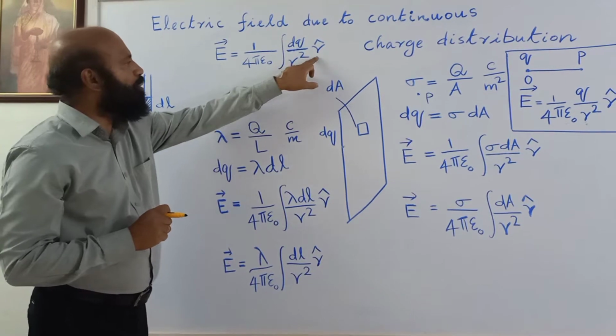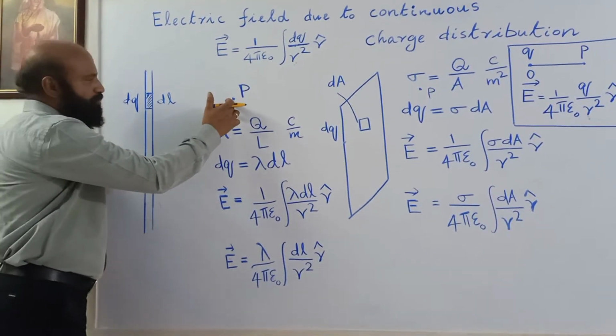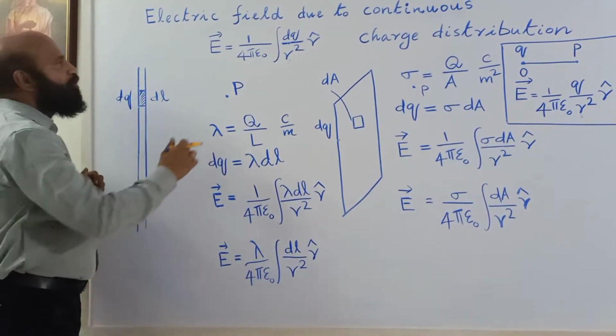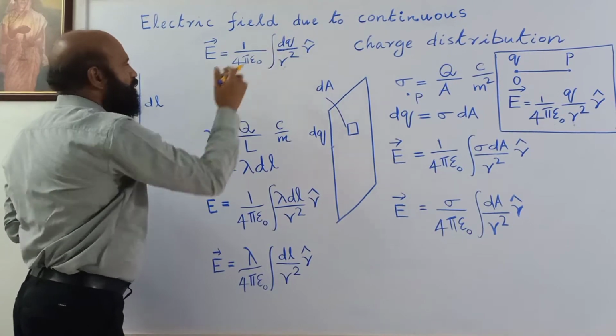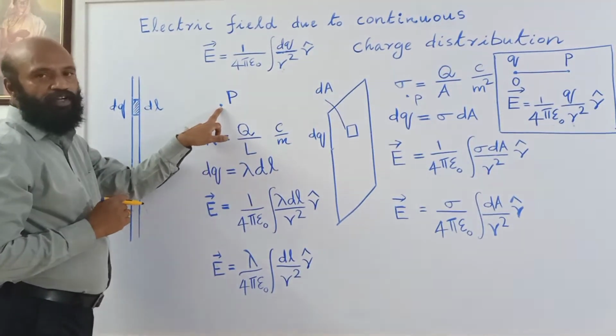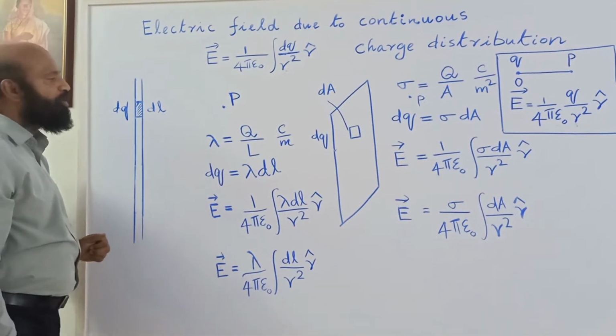dq by r square r cap. Then for getting this field here due to this linear charge distribution, we have to integrate this expression. Then you will get the total electric field here because of this charge distribution.